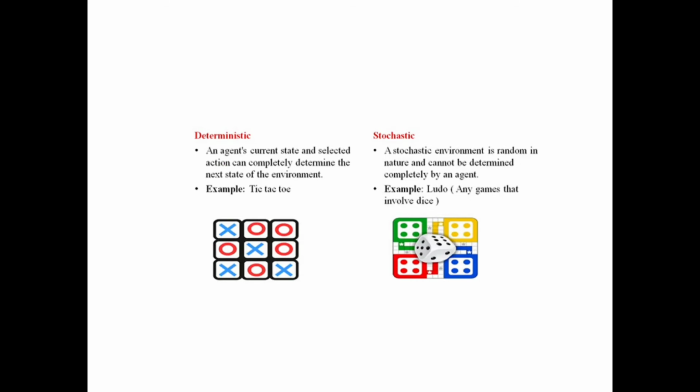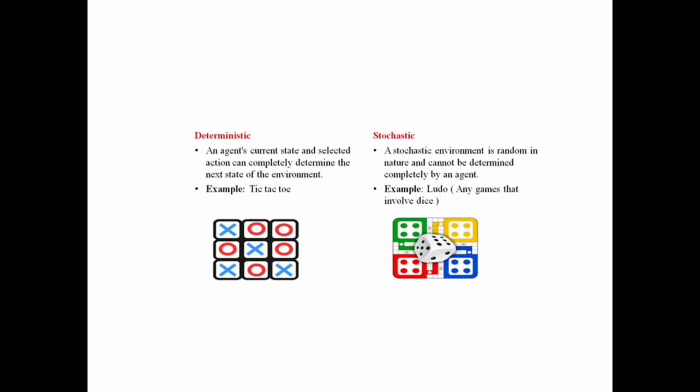Next, the second property is deterministic versus stochastic. Deterministic means, here we will consider the example of tic-tac-toe. In this, the current state and selected action completely determine the next state. Each and every movement depends on the current state and current input symbol, like deterministic finite automata and non-deterministic finite automata. So in tic-tac-toe, the next state depends on the current state and the particular action.